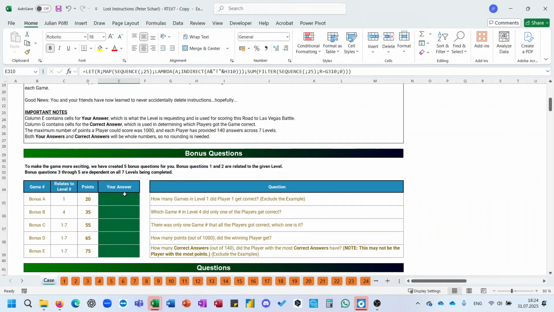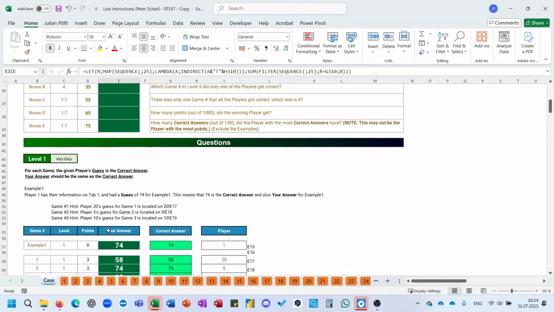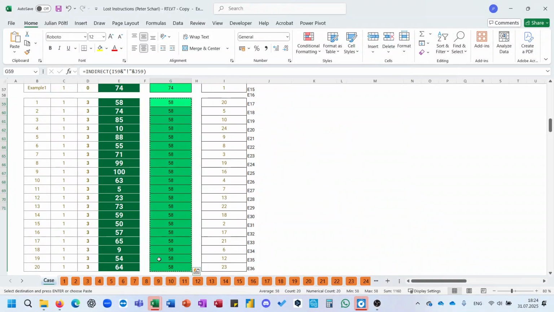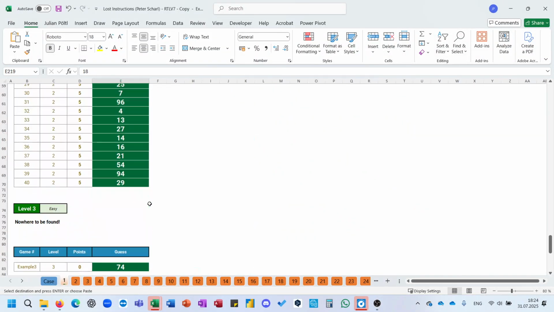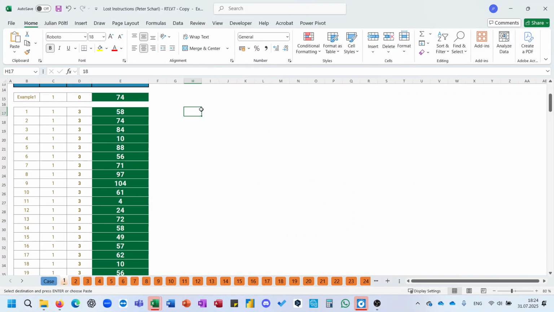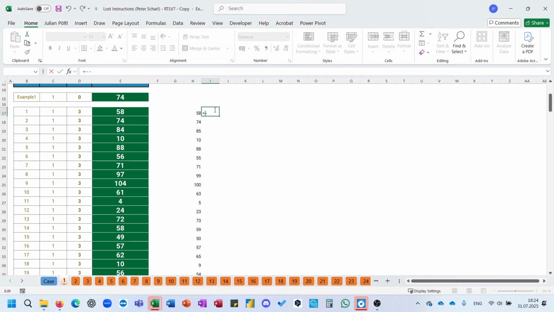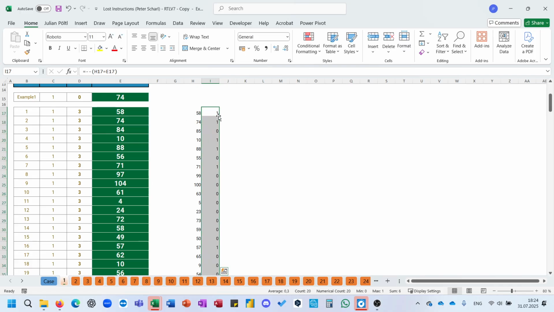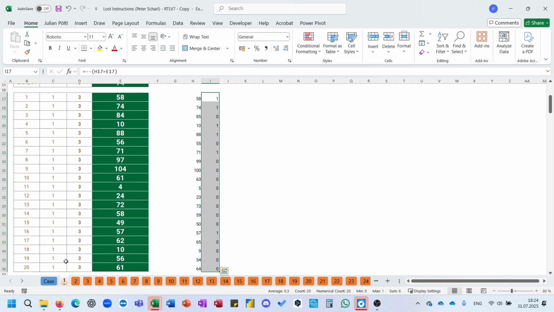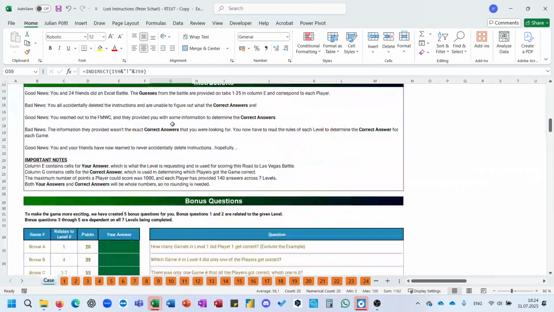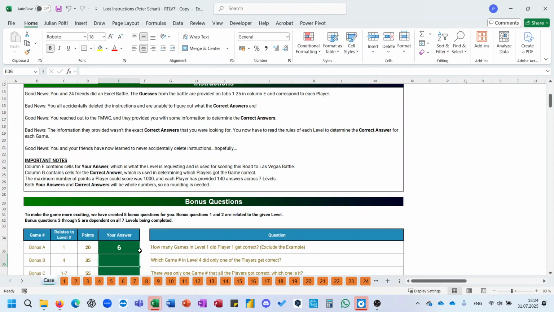How many games in level 1 did player 1 get correct? So here we have the correct answers. Copy it in here, a little bit aside, you never know. Minus minus this equals this. And the answer is 6. I don't know if I answered 6 there.